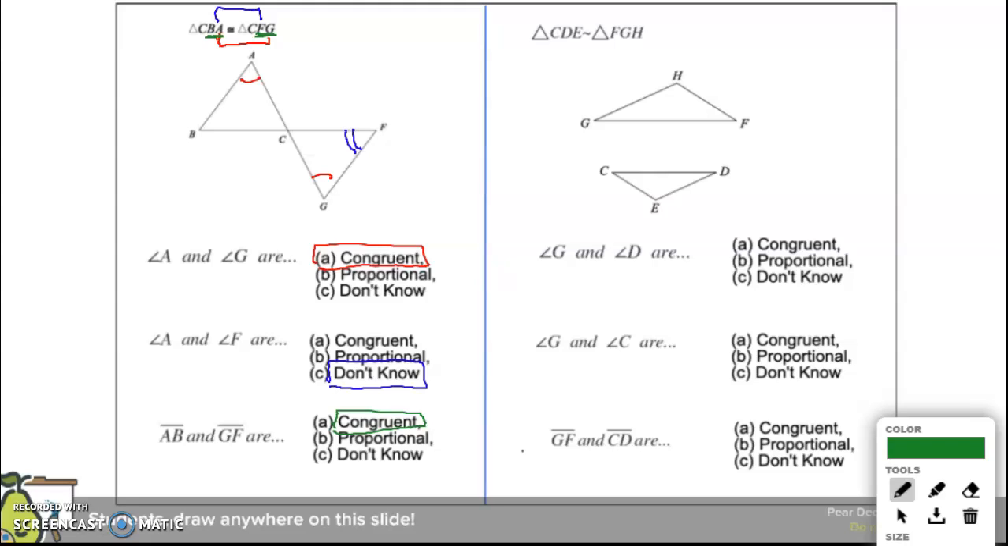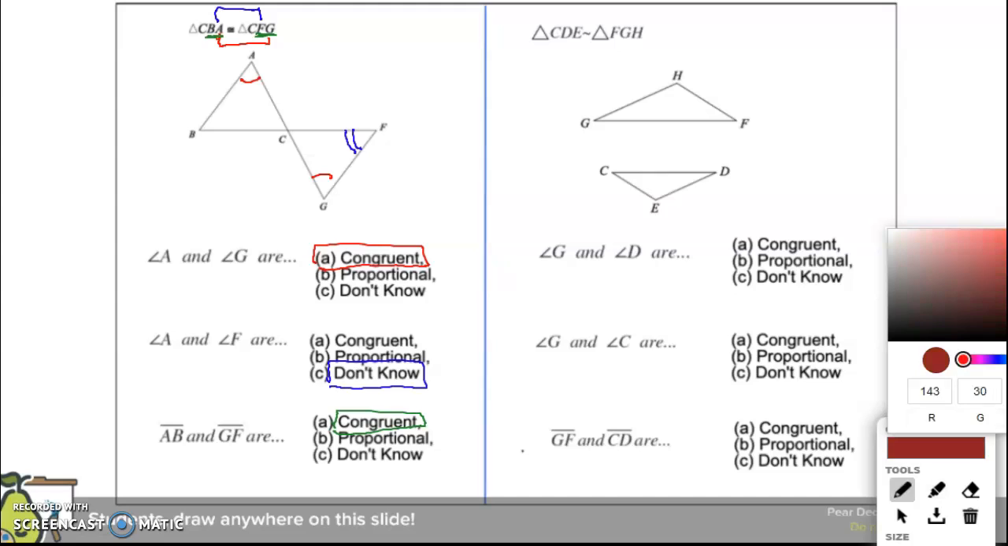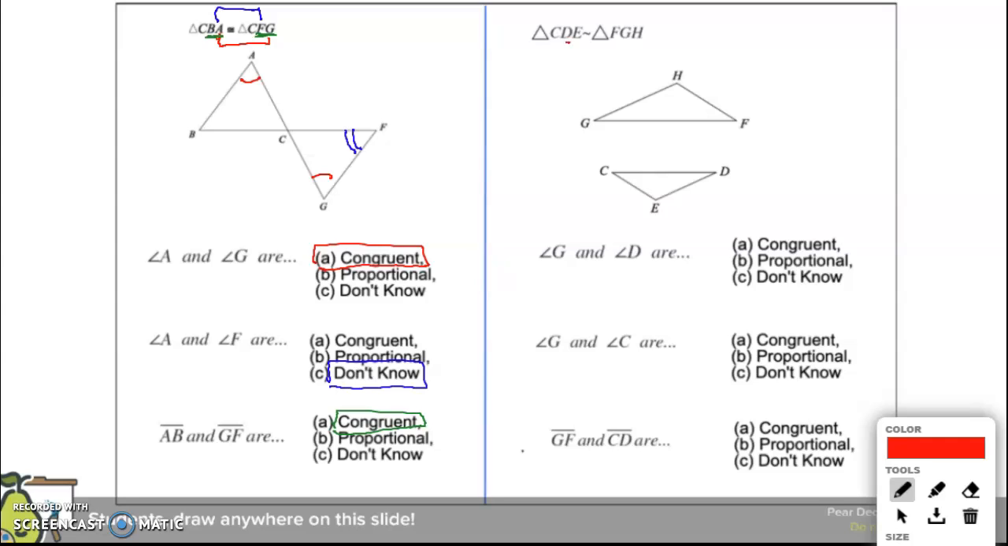Okay, now we're told that triangle CDE is similar to FGH. So then what do we know about angle G and angle D? Well, they are the same letter. They are both the middle letters. That means they're corresponding. Angle G and angle D are corresponding. That means we know that the corresponding angles of similar triangles are always congruent. So the angles are going to be congruent.